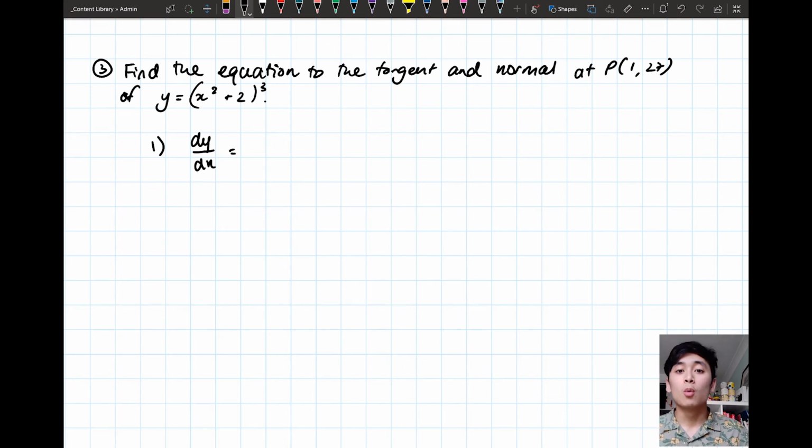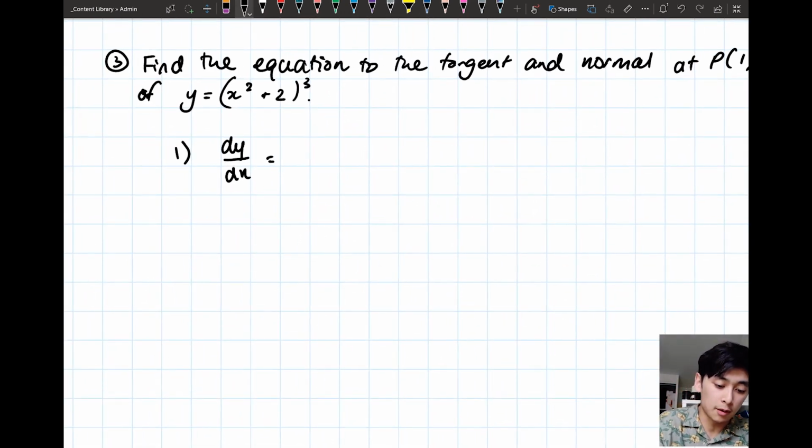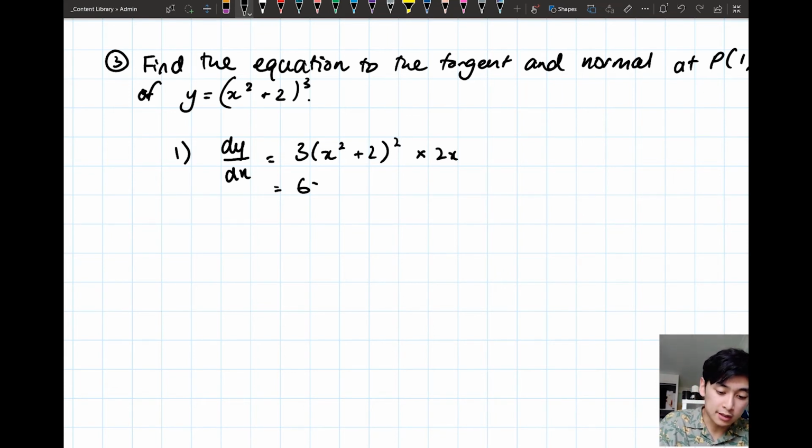With that, what we need to do is differentiate the outside and multiply it by the derivative of the inside. So let's do that. I'm going to differentiate the outside. I'm going to bring that 3 down. So I've got 3(x squared plus 2) to the power 2. I've subtracted 1 from the power, times the derivative of the inside, which is just 2x. So this gives me 6x(x squared plus 2) to the power 2. Okay, so that's me differentiating.